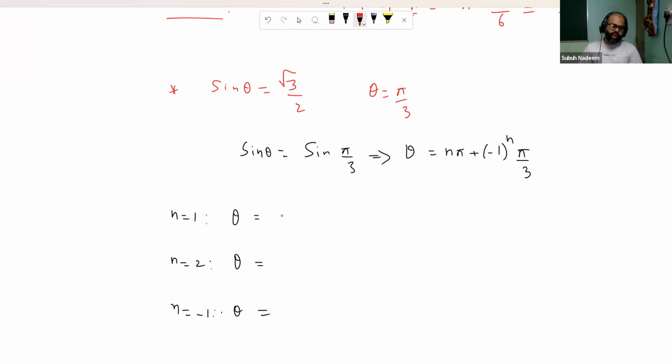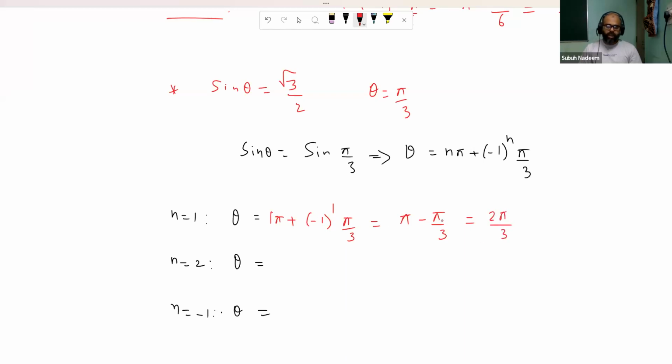If you are putting n equal to 1, what is the value of theta that you are getting? I will write it here step by step. 1 pi plus, in bracket, minus 1 to the power 1 pi by 3. Now simplify it. 1 pi is pi, and minus 1 to the power 1 is minus 1. So this is minus pi by 3. So what you will get? 2 pi by 3.